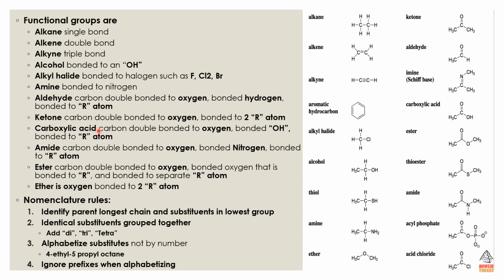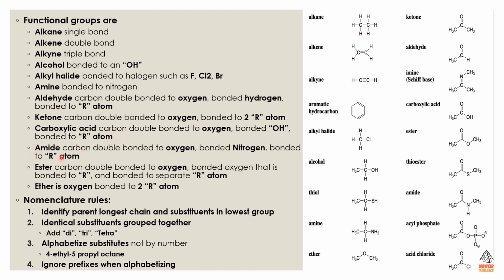Next, we have the ketone. A ketone is a carbon double bonded to oxygen with two R groups. So usually a ketone is found in the middle, okay, because it's surrounded by two hydrocarbon R groups.